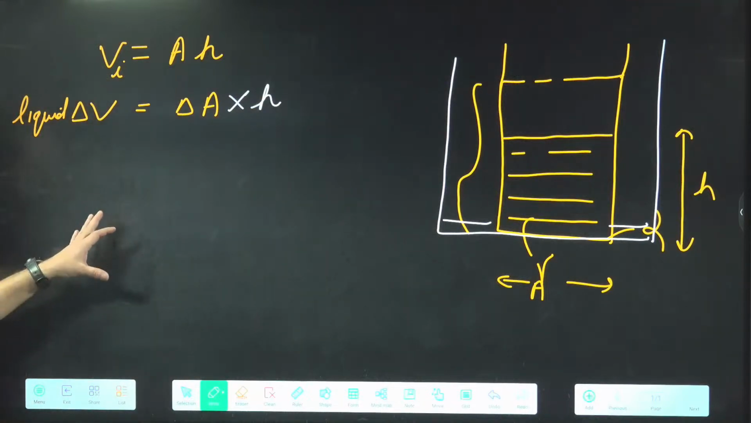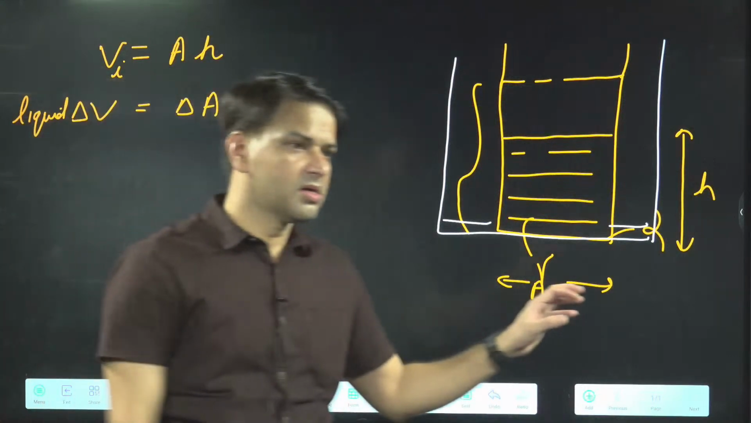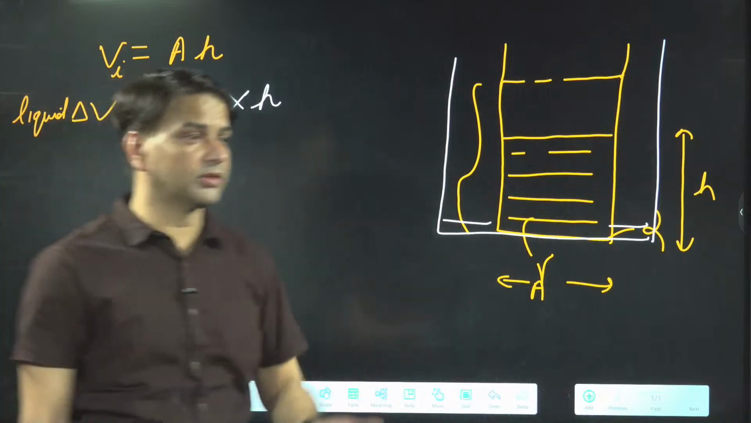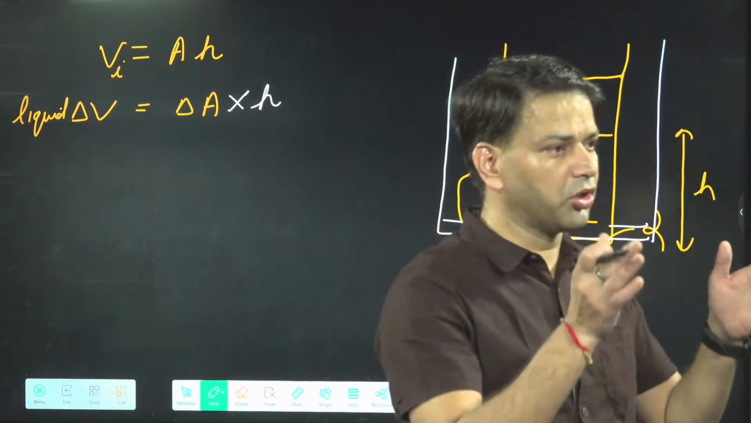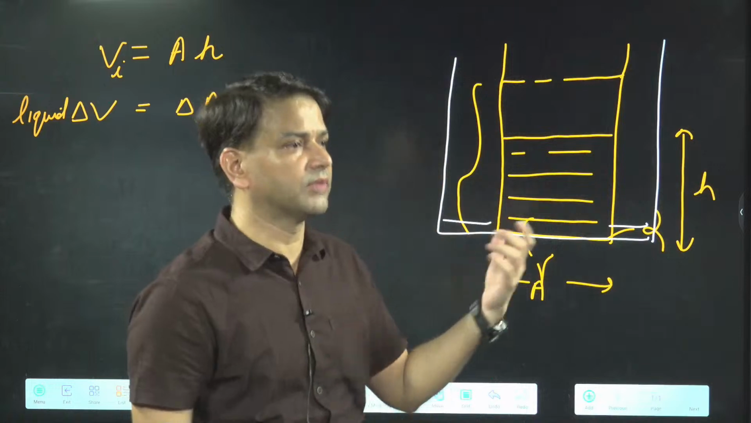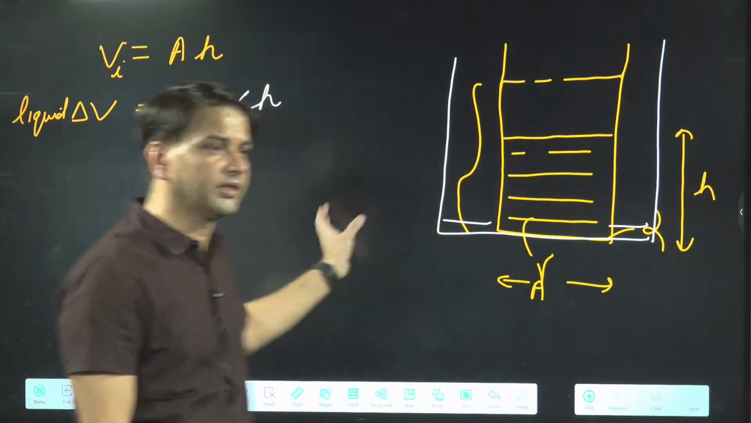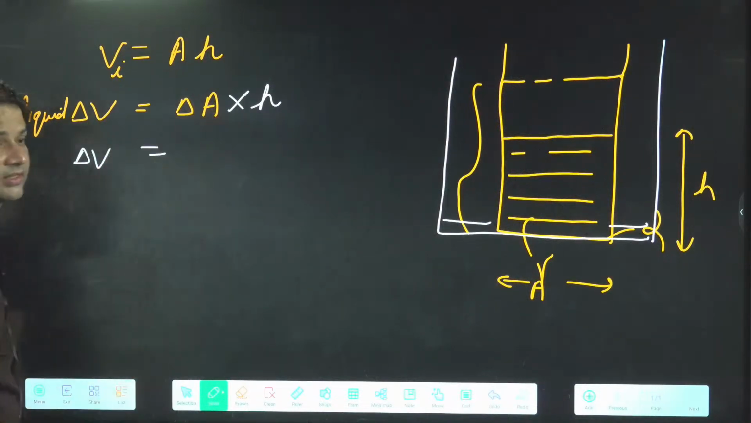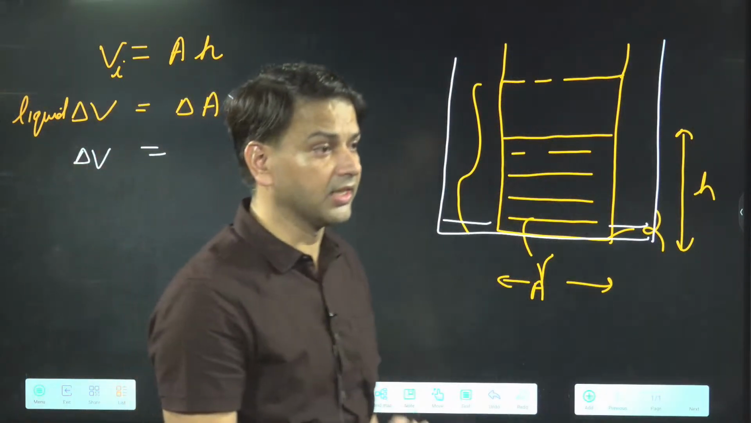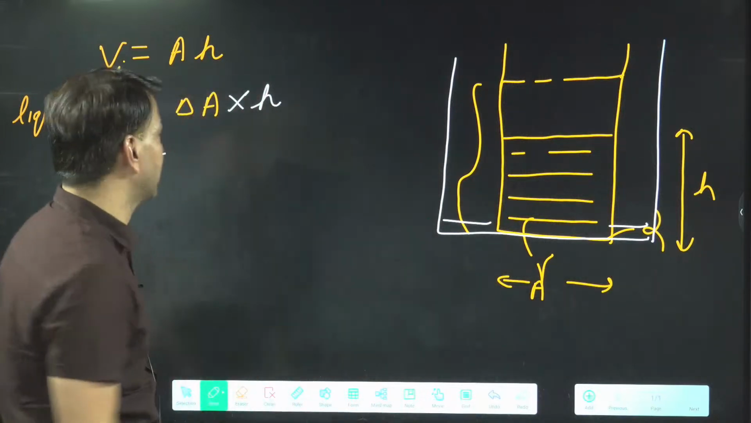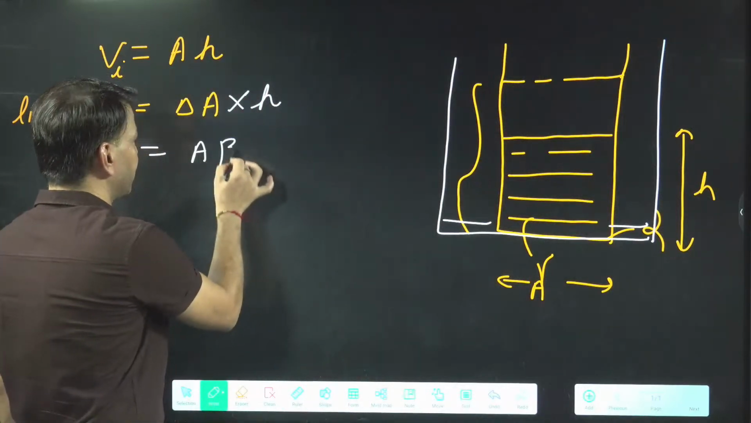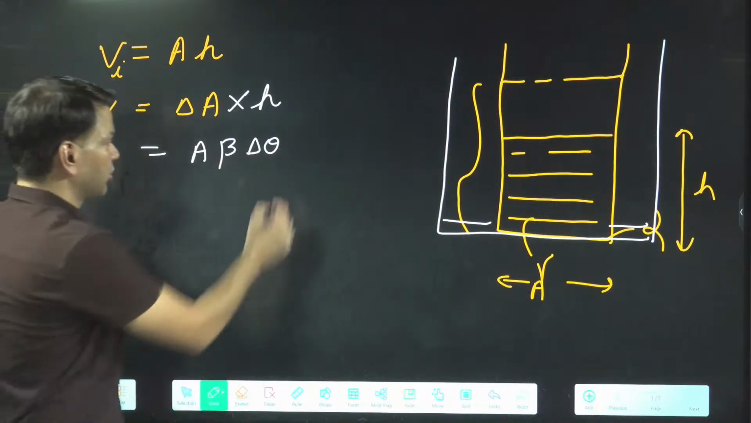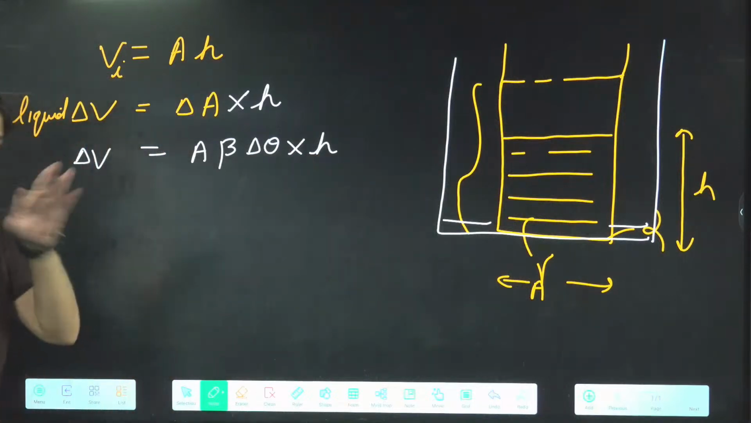Up to this, any problem? Okay. So I am asking the change in the volume of the liquid. Here the height is not changing, but the area is changing. Suppose the change of the area of the container is delta A, then delta V is delta A into H. Delta A is the change in the area of the container. The container is a solid, so for that I can write delta A is equal to A beta delta theta, which we have learned for solids, into H. Beta we can write as 2 alpha.